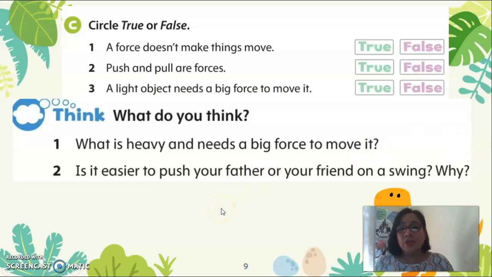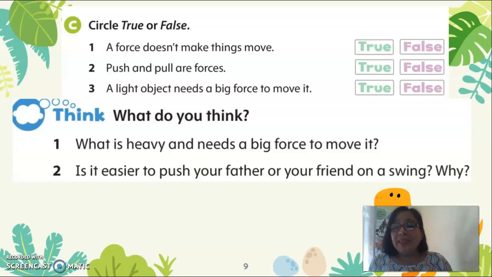In the letter C, you will answer true or false. It says circle true or false. 1, a force doesn't make things move. Please circle true or false. 2, push and pull are forces. 3, a light object needs a big force to move it. Okay, you will answer true or false for each of these 3.